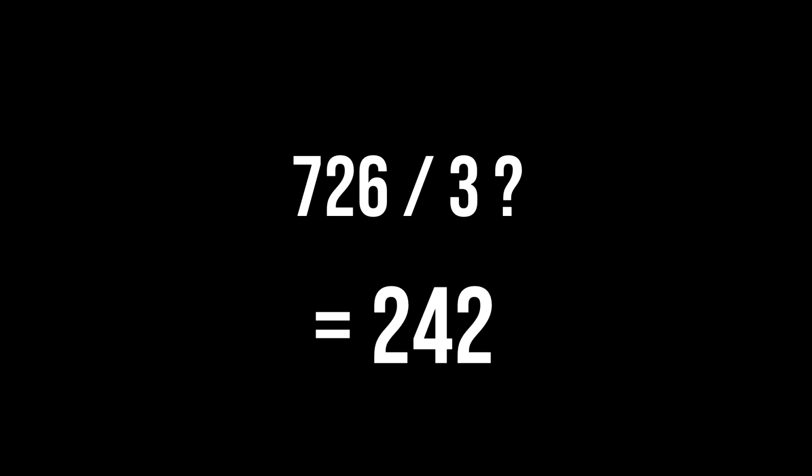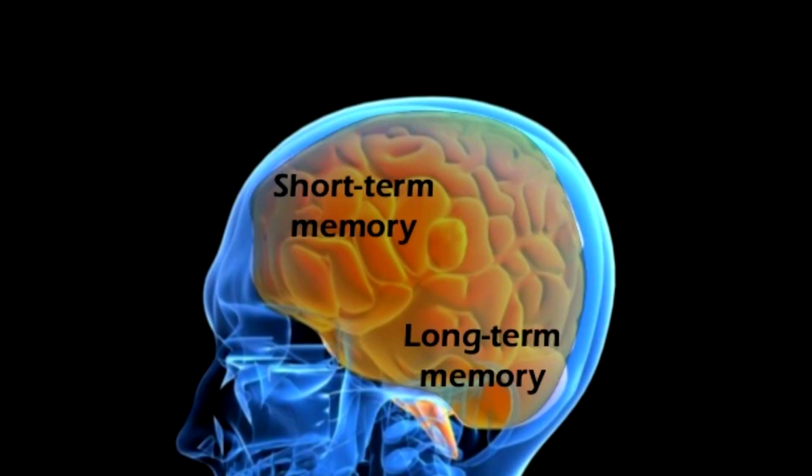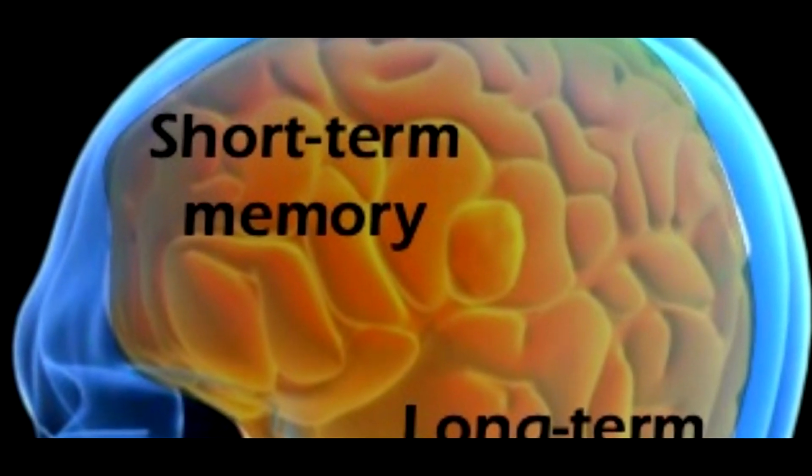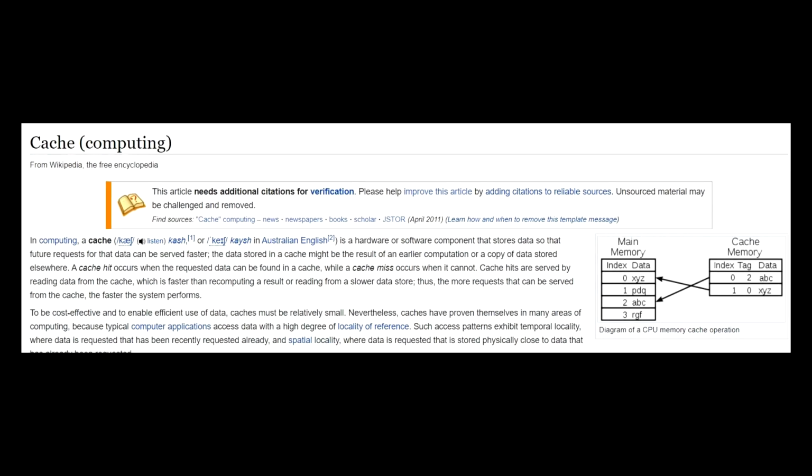Here we go. What is 726 divided by 3? See how this time you already knew the answer without having to make any calculations? You simply reuse the information that was already available in your short-term memory. This is how caching works in computing.